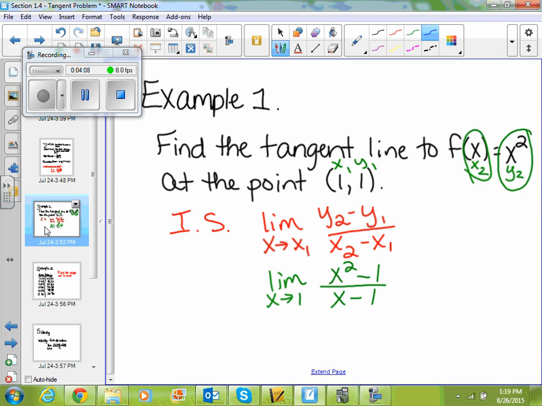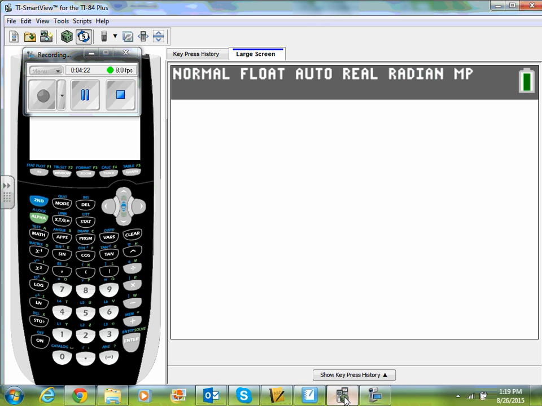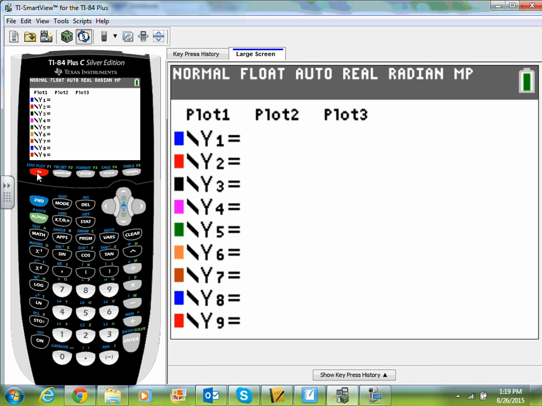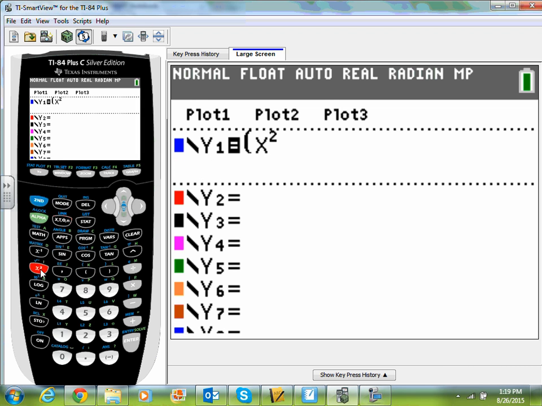Okay, and there's lots of ways we can find limits. One of them is direct substitution, but that doesn't work because 1 minus 1 is 0. So you'd get something undefined. Another easy way is to graph it. So we're going to graph this equation and then figure out what my limit is at that point. So I graph x squared minus 1, and I put that in parentheses, divided by x minus 1, put that in parentheses.